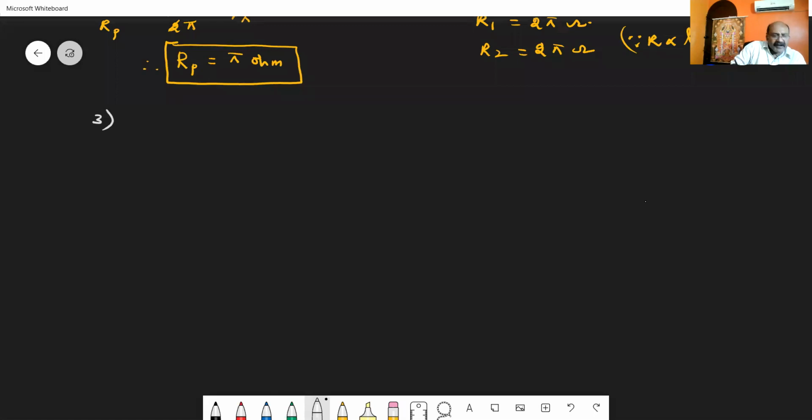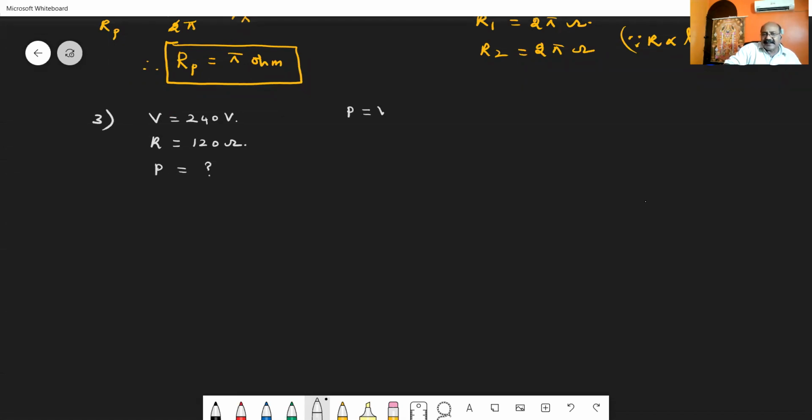So problem number 3, go through the problem. A toaster operating at 240 volt has a resistance of 120 ohm. What is the power? See what is given. A toaster operating at 240 volt, so potential V is equal to 240 volt. It has a resistance R equal to 120 ohm. You are asked to calculate the electrical power.